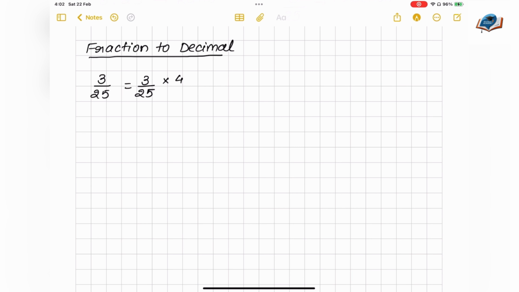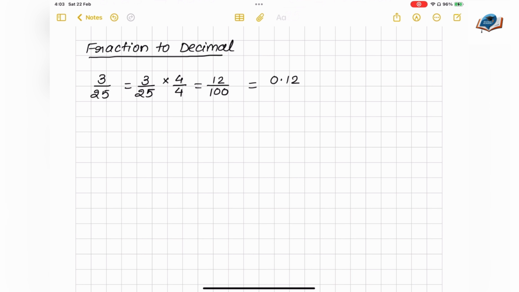So numerator and denominator I need to multiply with 4, because to make the denominator 100, I am multiplying the denominator with 4. So the numerator also I will multiply with 4, so that the fraction remains equal. So this becomes 12 upon 100. Now, if I want to write just in decimal, this will be 0.12. And in decimal, we don't speak the places after the point all together. We don't say twelve, but we should say zero point one two.